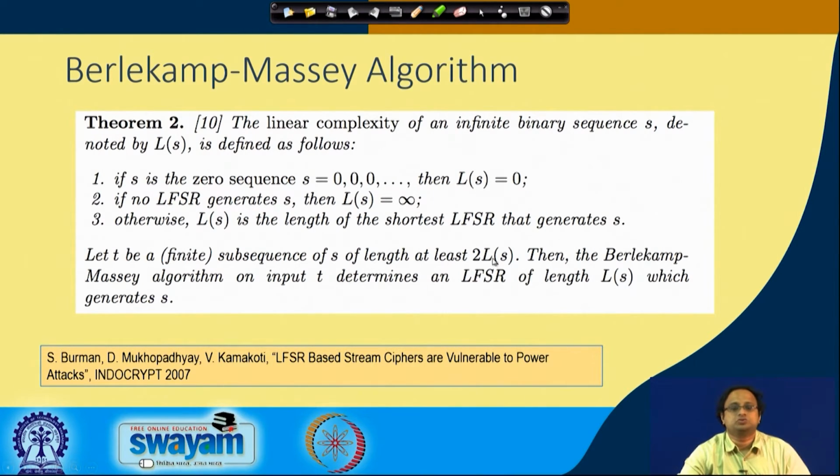That means you, as an attacker, just need exposure to 2 LS amount of data to completely reconstruct the LFSR. In our case, if LS is 4, then you just need a subsequence of length 8, and that should be enough for you to solve the entire equation set and reconstruct the LFSR. This means you not only know the length of the LFSR, but you can also find out the feedback polynomial of the LFSR. So you can find out 1 plus d to the power of 4 using the Berlekamp-Massey algorithm.